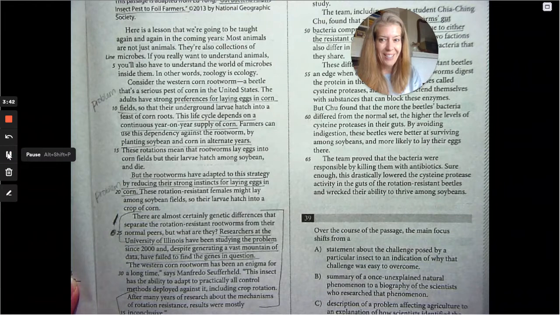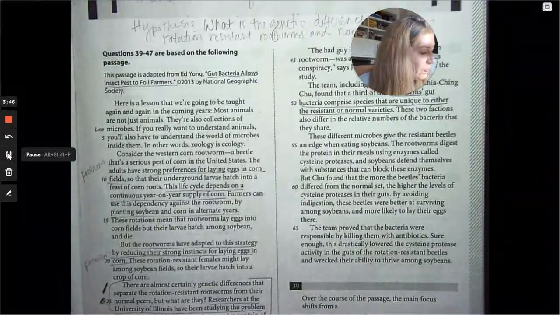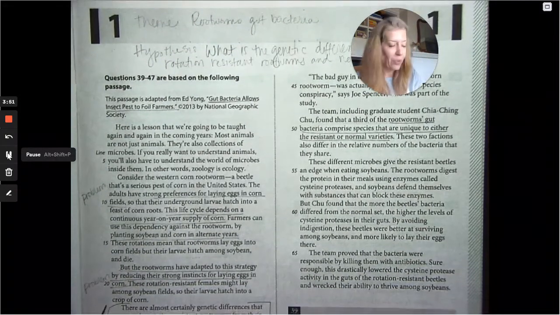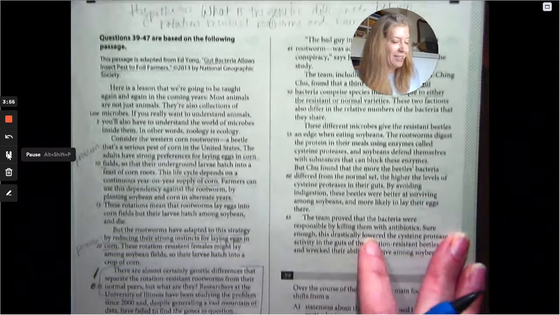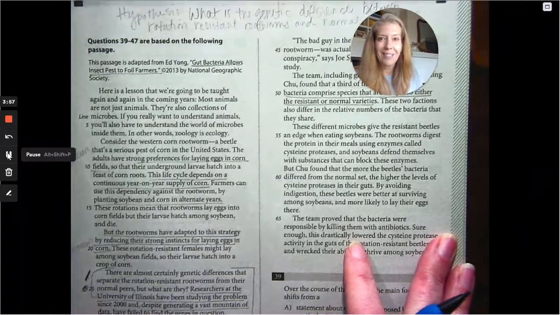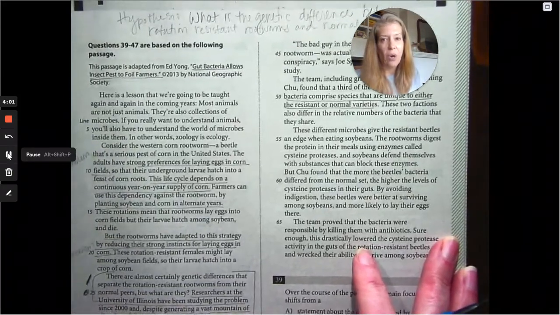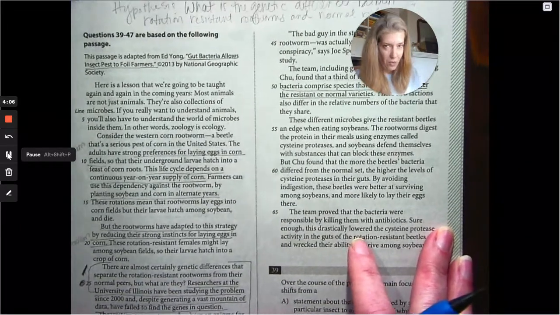Are you ready? Are we ready to talk about the answers? Okay, so overall the theme was there's something about this rootworm's gut bacteria. It's allowing it to thrive. I found the hypothesis. I wrote it only because I wanted to talk to you about it.